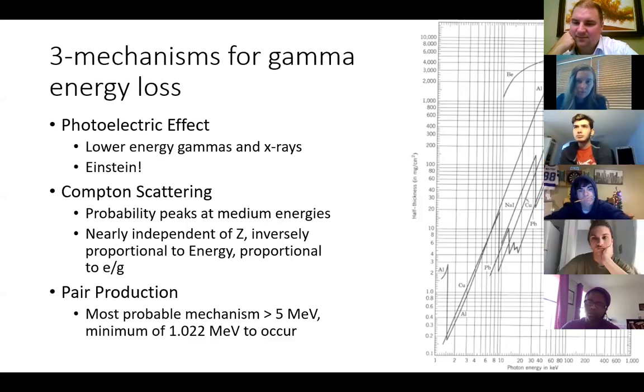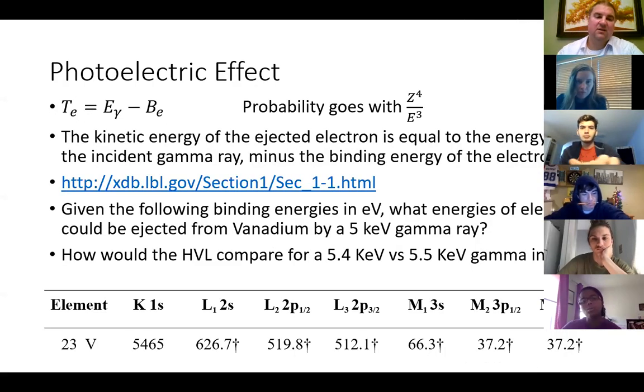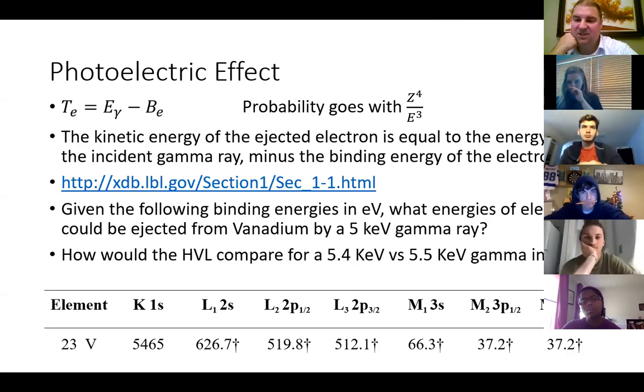Does it pass a threshold for the photoelectric effect? It passes a threshold for the photoelectric effect. And so those zigzags are associated with the binding energies of the electrons.